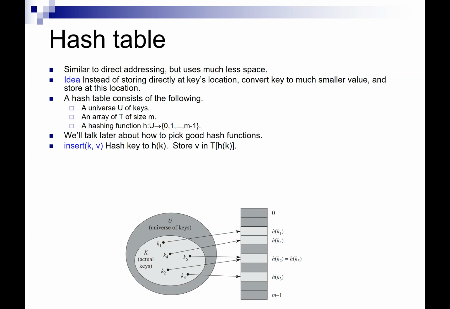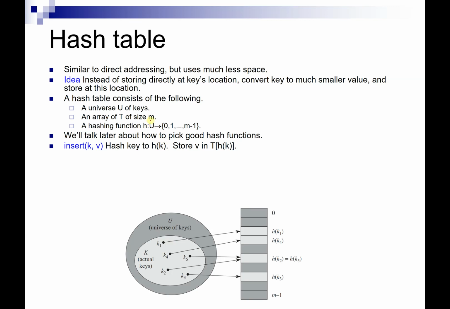Now, of course, the key part is how do we pick these hash functions? We're going to look at several ways of picking these hash functions later. But first, let's assume that we have one of these hash functions. Then the way things are going to work is that if we want to insert a key and a value for that key, we're just going to take this key and pass it through the hash function.